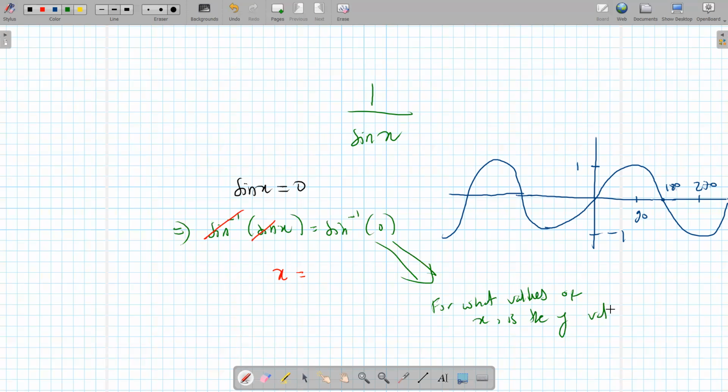Look at the graph. For what values of x is the y value 0? There's one here, there's one here, and there's one right there as well at 360. All these three points, the y values are 0. What's the x value there? No, this is the origin. One of them is 0, yeah. What's the other one? This one.